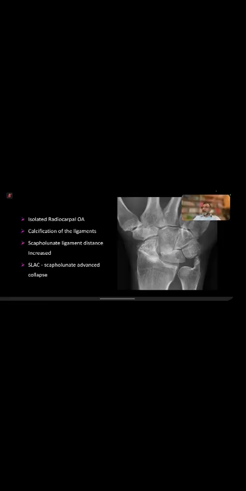Okay, so isolated radiocarpal osteoarthritis is typical. It can involve other parts of the joint, but this is very typical. Calcification of the ligaments, you can see the calcification here. This is the ulnar collateral ligament of the wrist joint that is involved. And we can see that the scapholunate gap is increased, and there is secondary osteoarthritis because of proximal migration of the capitate. We call it SLAC, or scapholunate advanced collapse.